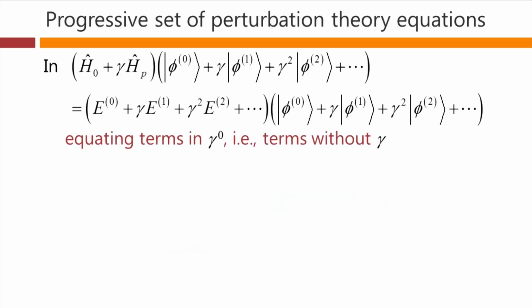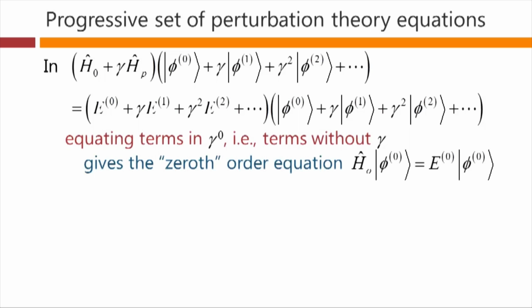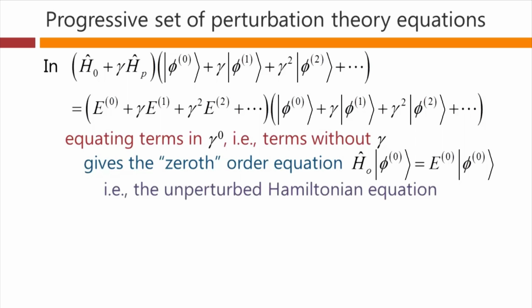So in this equation, for example, starting with gamma to the power 0, that is, terms without any gammas in them, we equate the ones with no gammas on the left to the ones with no gammas on the right. That would give us our 0th order equation. So if we have no gammas on the left, we have H0 phi naught equal to E0 phi naught. Any other terms on the left would have a gamma in them, and any other terms on the right would have a gamma in them. And this, of course, is just the unperturbed equation. We already know the solutions to this equation.